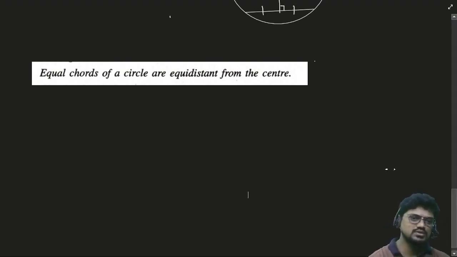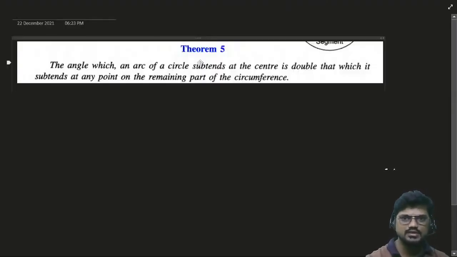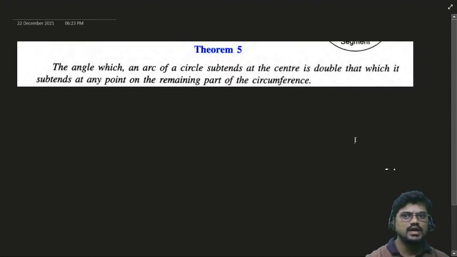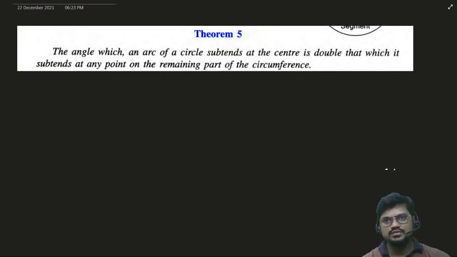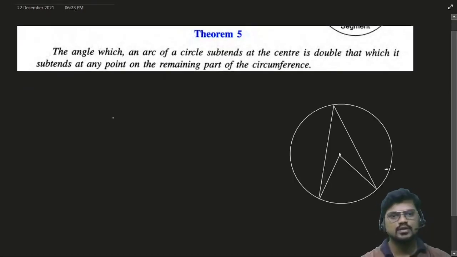All these derivations you have done in your class ninth. I have told you what is arc, what is minor arc. Okay. Now the theorem you have in your class 10th is this. The first theorem is this: the angle which an arc of a circle subtends at the center is double that which it subtends at any point on the remaining part of the circumference. Now we'll solve it.